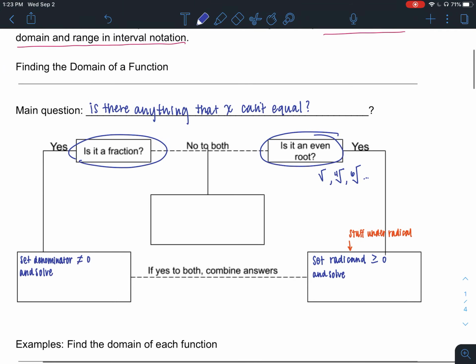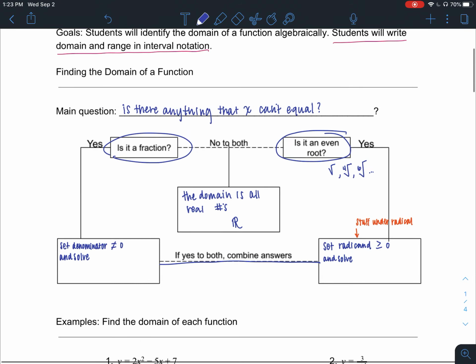All right. Then if we have both of those things, if we have a fraction and a radical, like in example 3, then if we have yes to both, we're just going to combine our answers. But if we say no to both, then the domain is all real numbers, otherwise written as the double-barred R, which from here on out is all I'm going to write. Pause if you need to.